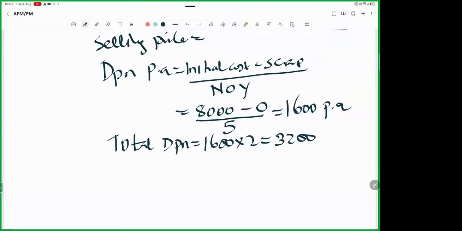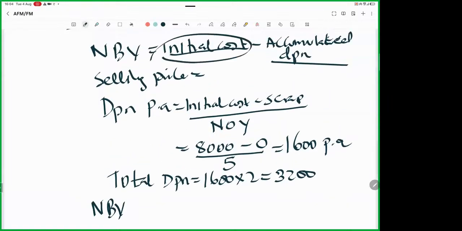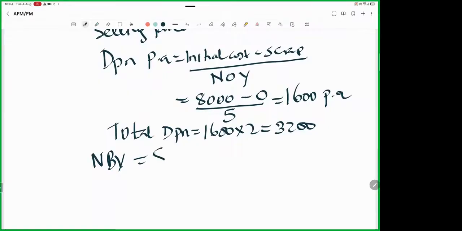All right. Now, you should be able to give me the net book value. It is the very initial cost that we bought this machine, minus the total value lost to date. Total value lost to date is 3,200. Total depreciation is 3,200. So I'm being told this will give us 4,800. So this asset book-wise is worth 4,800.